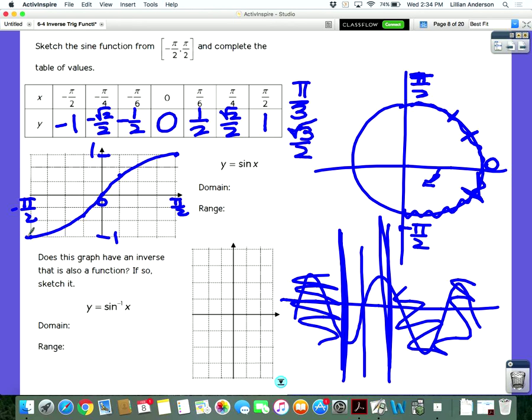Okay? The reason why my 1/2 is right here is because I made this line positive 1. So halfway would have been 1/2. Okay? Depending on how you labeled yours, it might look different than mine.